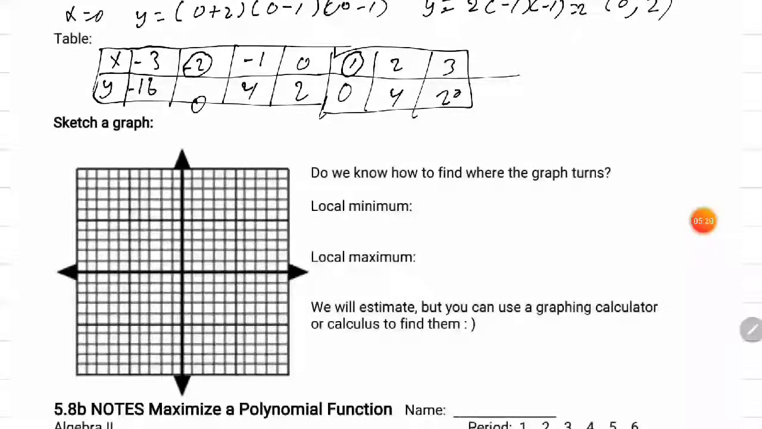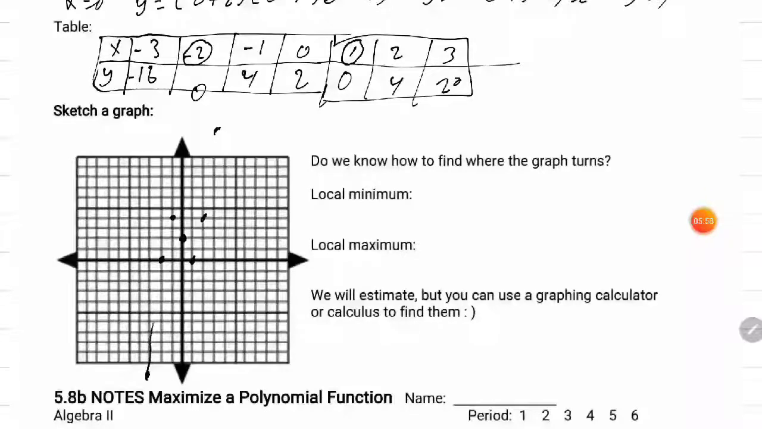Okay. So let's plot our points. So -3, comma, -16. Let's just say that's all the way down here. And then -2, 0. And then we have -1, comma, 4. And then we have 0, comma, 2. And then 1, comma, 0, 2, 4, and 3, 20. So we're going to look at like this.